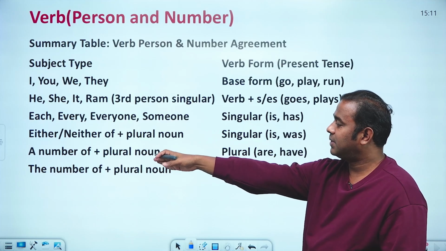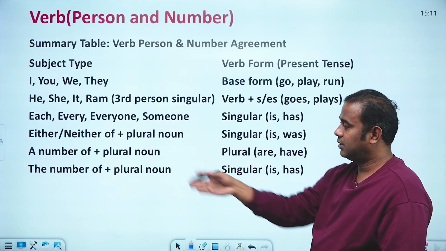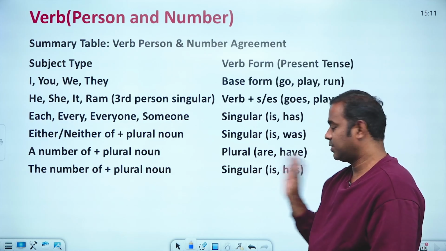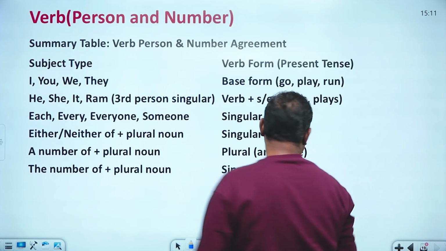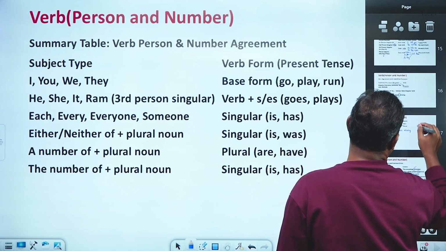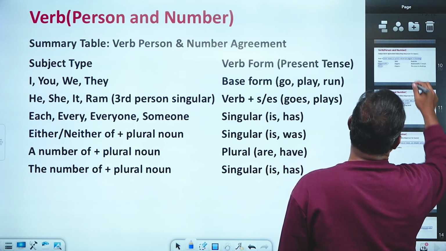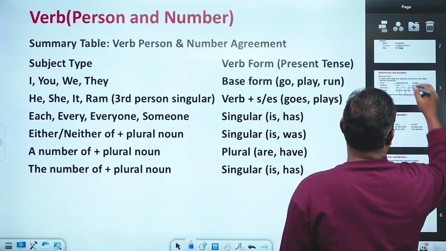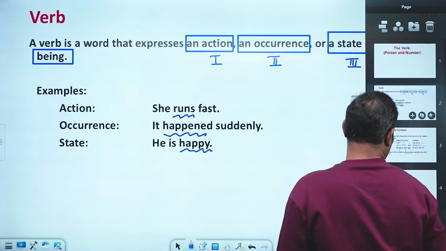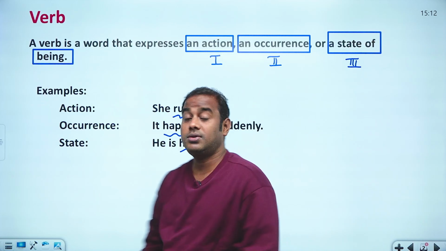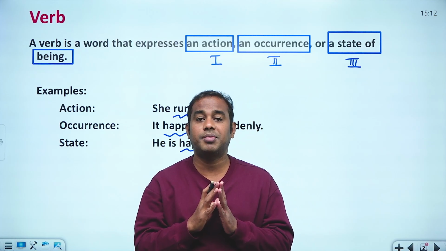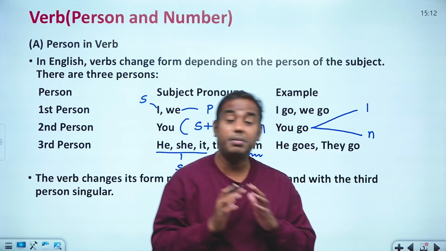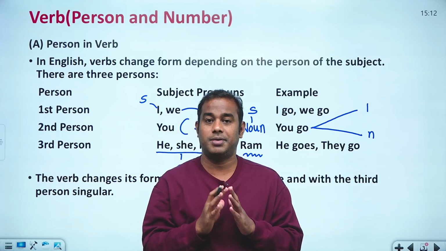A number of plus plural form, generally plural, right? The number of plus plural noun takes a singular form. Okay, so these are generally the rules. You should be mindful of them. Just have a look at them, and then you'll come to understand. So this is the concept related to verb in person, verb in number.